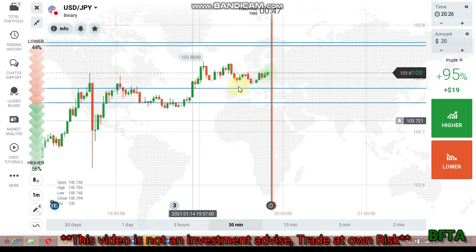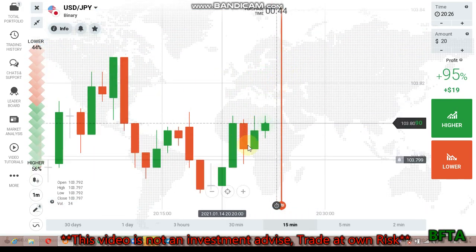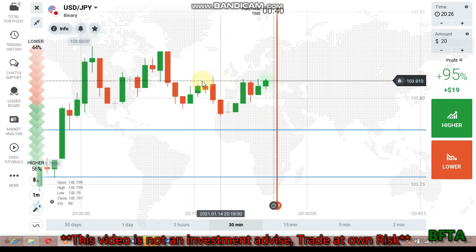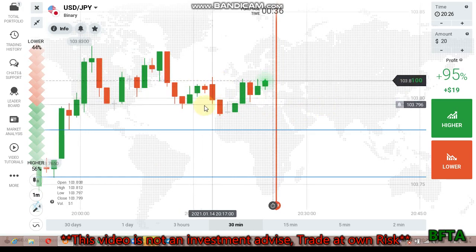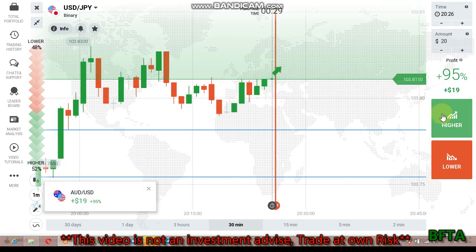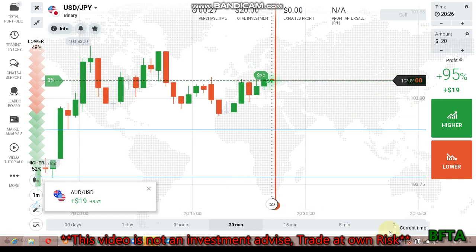Okay, here the trend is moving up, and currently the market is still going up. We have some sellers at this area, some sellers at this area, and we have some buyers at this area. Buyers entered from this level, meaning the market will go up more from this level. I'm going to place a call option.